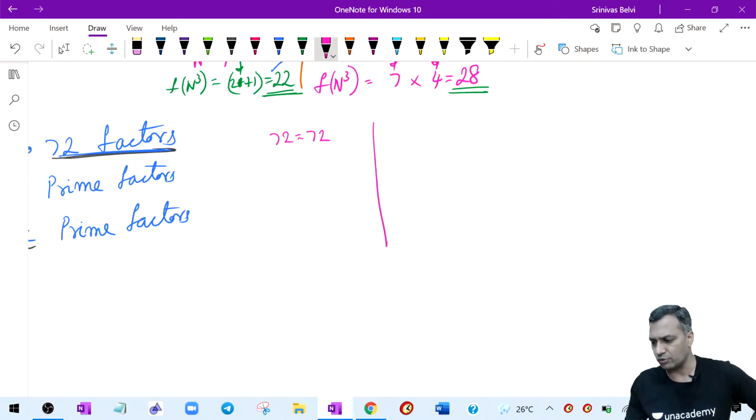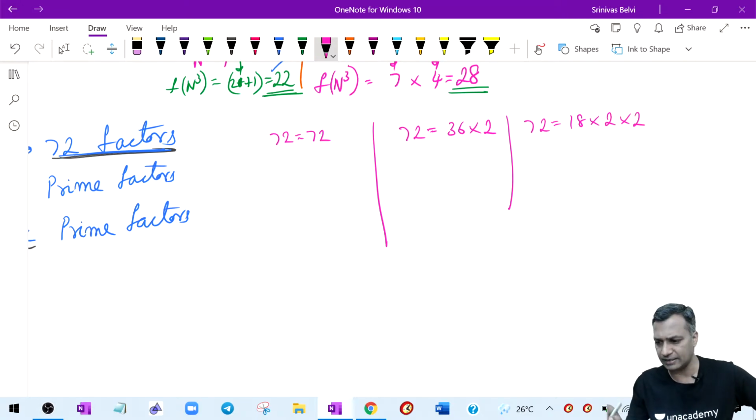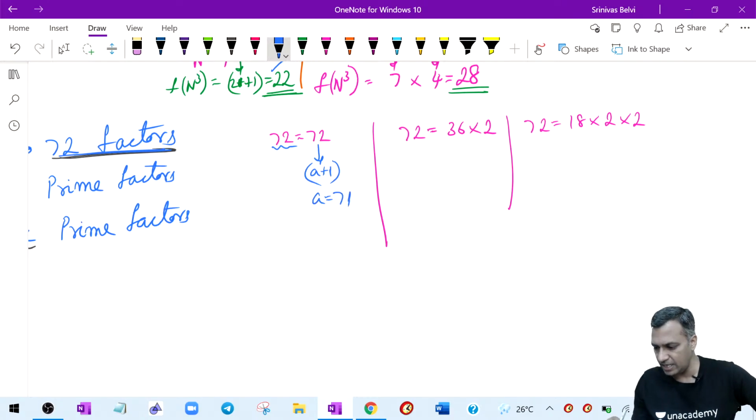Case 1. Case 2, I would say that, sir, I will write 72 as 36 into 2. At least 2, because no point writing 1, because in (a plus 1)(b plus 1), that 1 becomes meaningless. You can also say that no, I will write 72 as 18 into 2 into 2. Fair enough, you can keep writing it like this. What is the meaning of this? You are trying to say 72 is equal to a plus 1, because total factors are 72. A plus 1 gives you 72, therefore a is equal to 71, meaning your number is prime raised to 71.